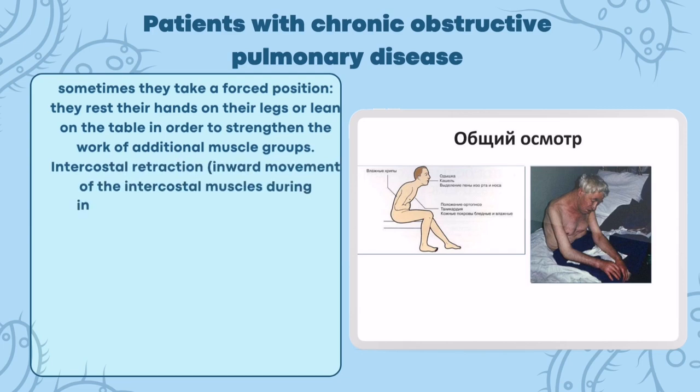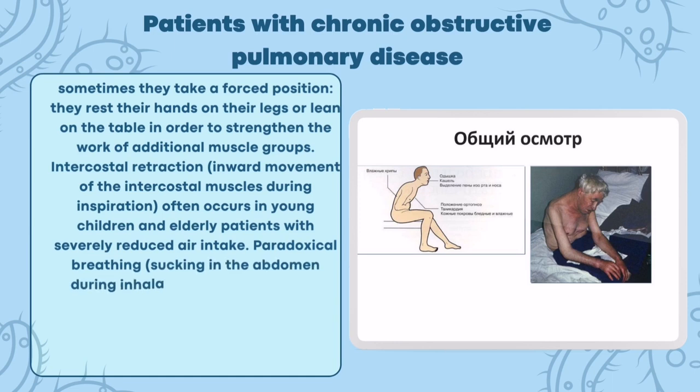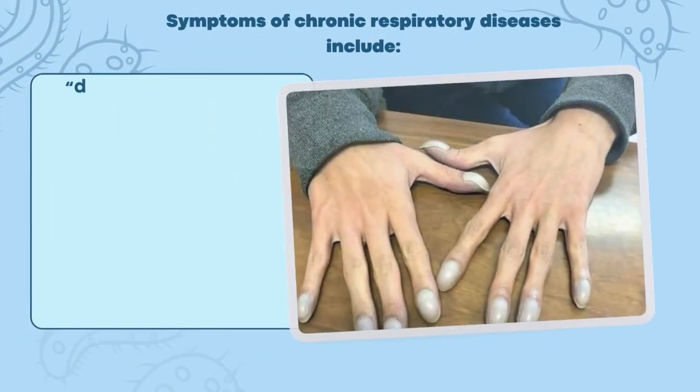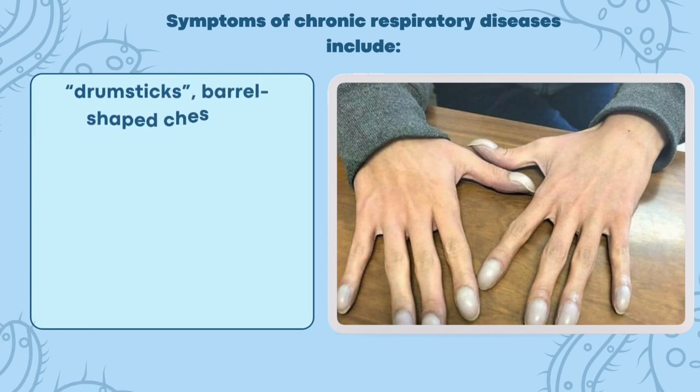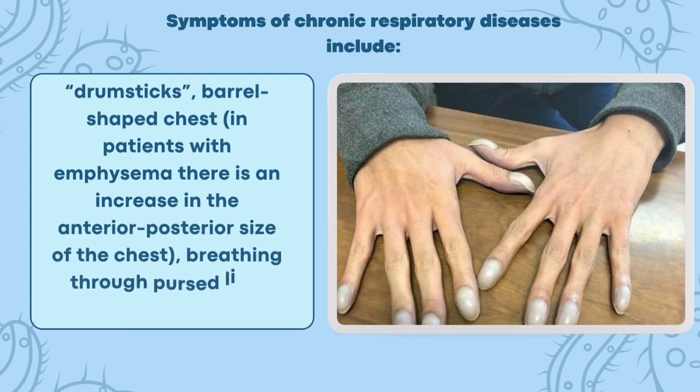muscle groups. Intercostal retraction, inward movement of the intercostal muscles during inspiration, often occurs in young children and elderly patients with severely reduced air intake. Paradoxical breathing indicates muscle fatigue or weakness of the respiratory muscles. Symptoms of chronic respiratory disease include drumsticks, barrel-shaped chest in patients with emphysema, increased anterior-posterior size of the chest, and breathing through pursed lips.